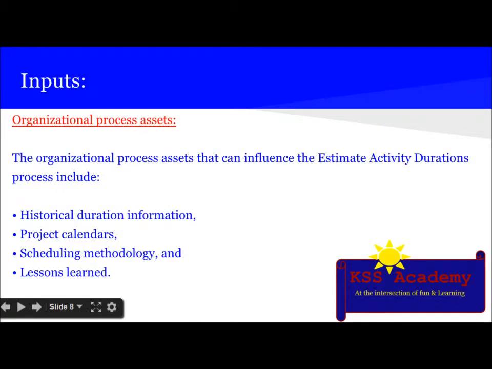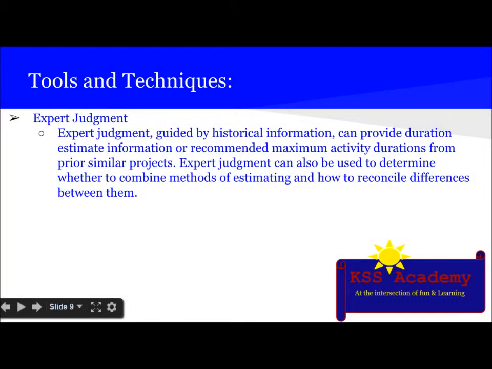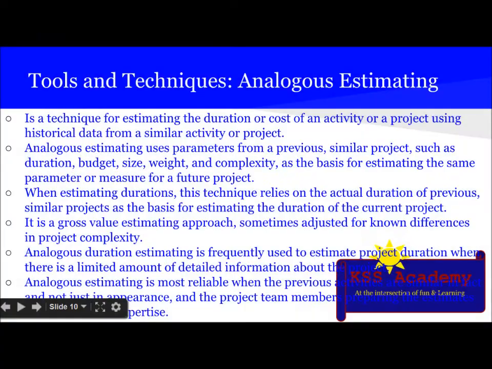The organizational process assets that can influence the estimate activity duration process include historical duration information, project calendar, scheduling methodologies, and lessons learned. For the tools and techniques used, the first is expert judgment. Expert judgment guided by historical information can provide duration estimate information or recommended maximum activity duration from prior similar projects. Expert judgment can also be used to determine whether to combine methods of estimating and how to reconcile differences between them.